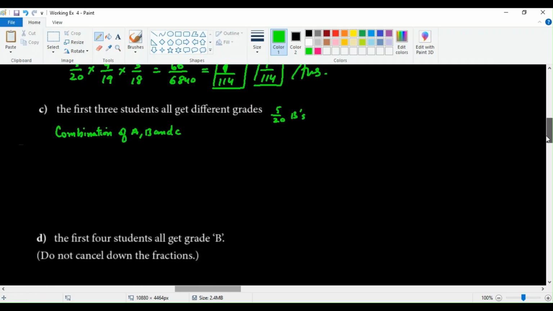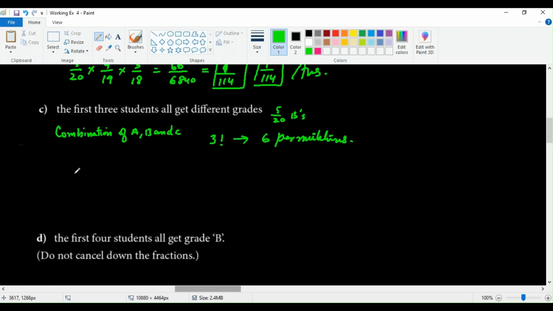In here, it's going to be a combination of A, B, and C. For that, we know that we do need to have a permutation. So 3 factorial is going to give us 6 permutations.